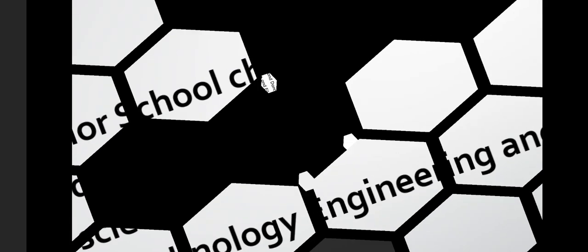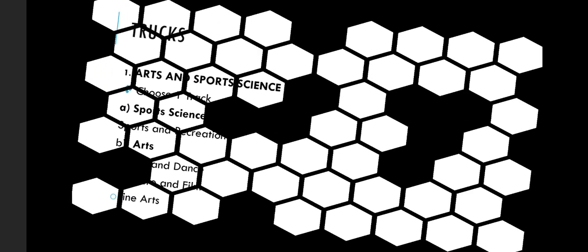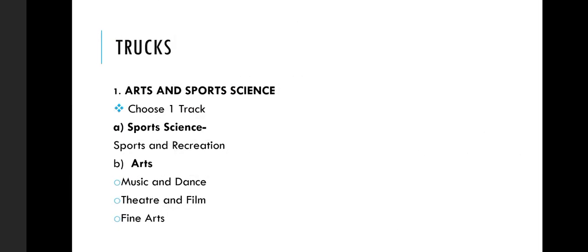I want you to note that these three pathways have been grouped into subcategories. Those subcategories, we call them tracks. In particular, the first pathway that we are calling arts and sports science has been divided into two subcategories that we are calling the sport and science track, and the second track we are calling arts.